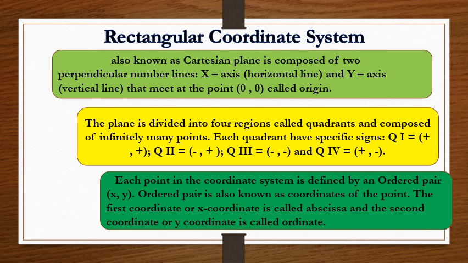Each point in the coordinate system is defined by an ordered pair (x, y). An ordered pair is also known as the coordinates of the point. The first coordinate, or x-coordinate, is called the abscissa, and the second coordinate, or y-coordinate, is called the ordinate.